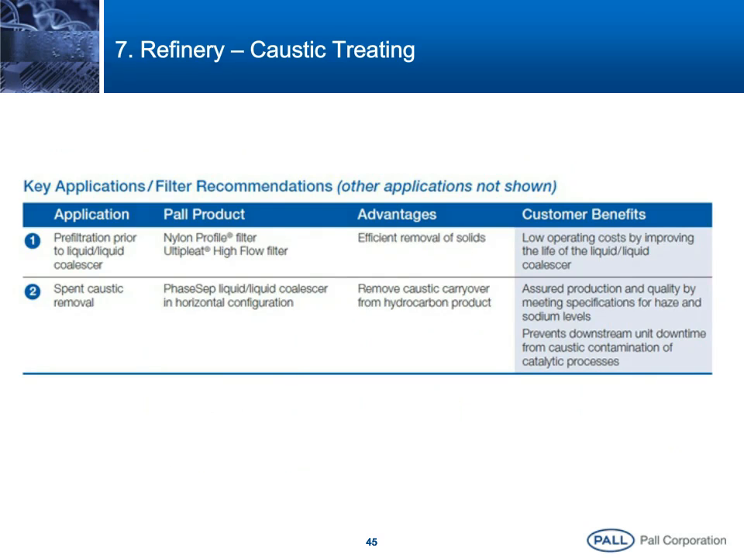The FACEP coalescer, because of its compatibility in a high pH environment, is the typical product of choice here. Basically, in applications, you will see assured production, you'll see assured quality, making sure that you meet specifications for haze and sodium levels downstream. You'll be preventing downstream unit downtime if there's any further processing that may have been previously caused by contamination of catalysts or other issues due to the high caustic levels found downstream.